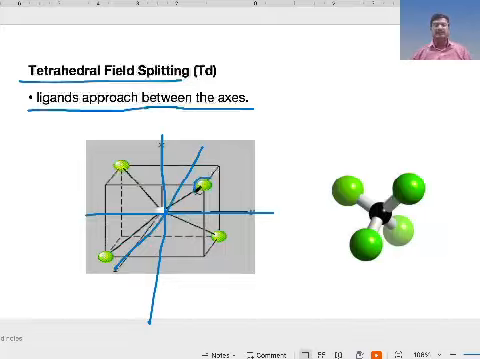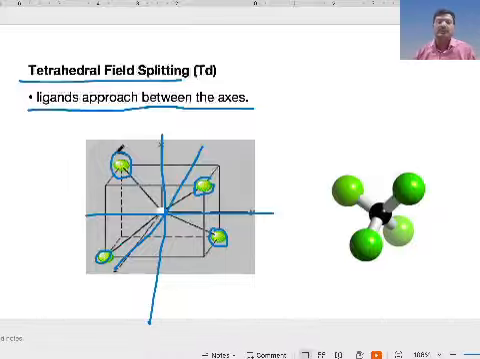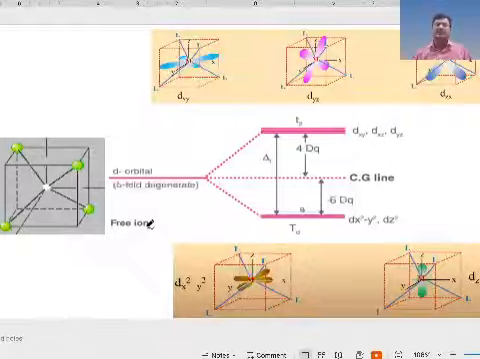So where are the ligands located? Exactly, they are present between the axes. They are not present on the axis. You have to remember this to understand the tetrahedral splitting. So the ligands are between the axes, not on the axes. And let us come to the splitting of the orbitals.